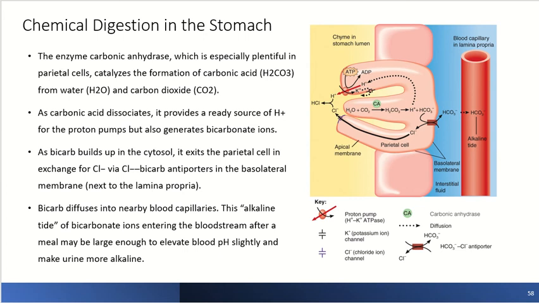The bicarbonate is going to diffuse into the nearby blood capillaries, and this alkaline tide, as it's called, of bicarbonate ions entering the bloodstream after a meal may be large enough that it's going to cause a slight elevation of blood pH, and it's going to make urine more alkaline.